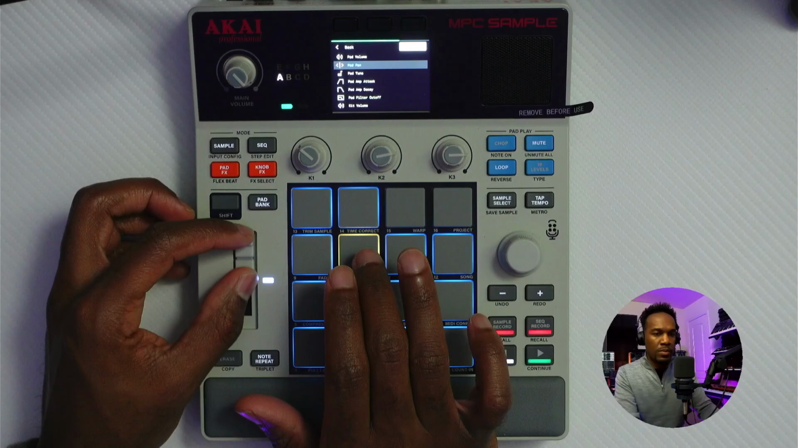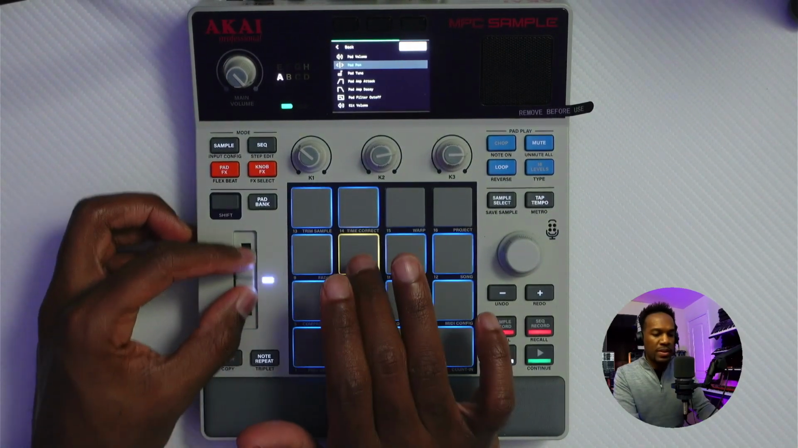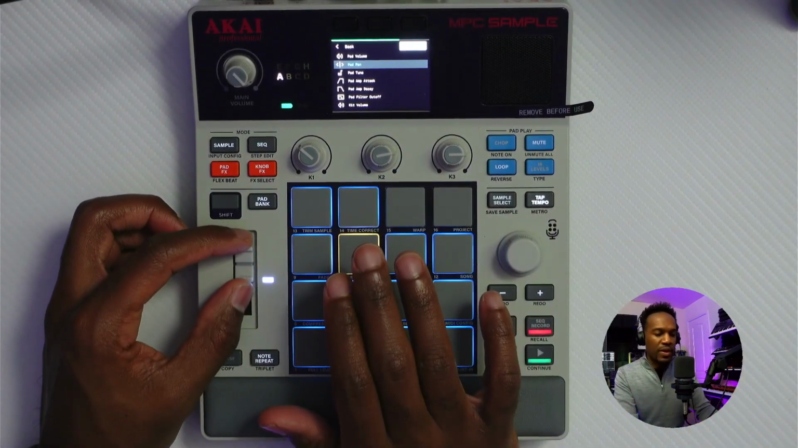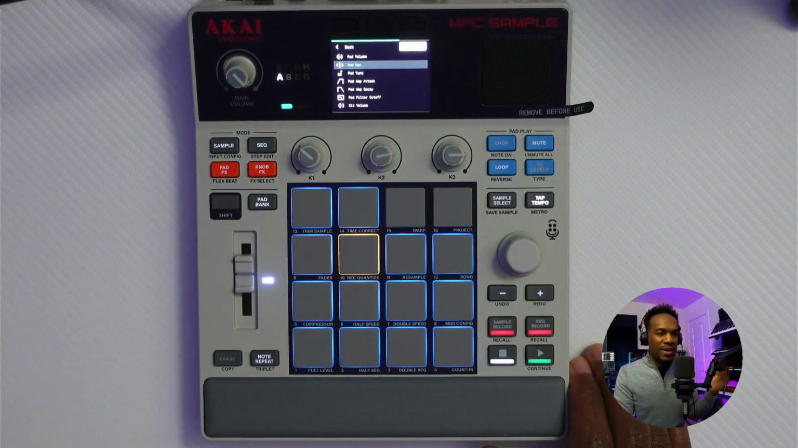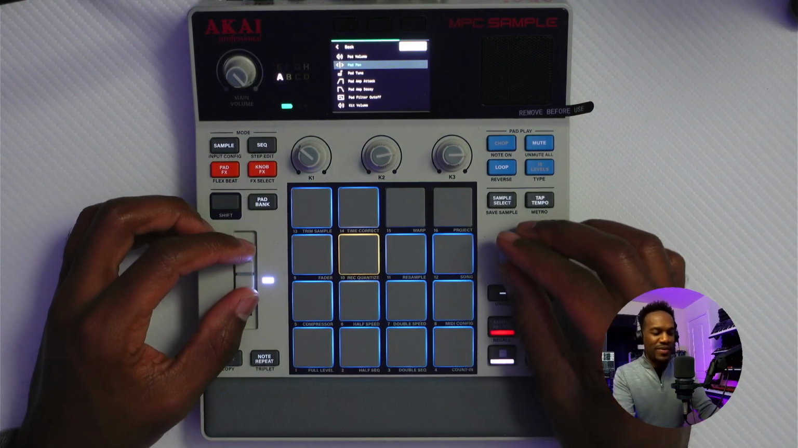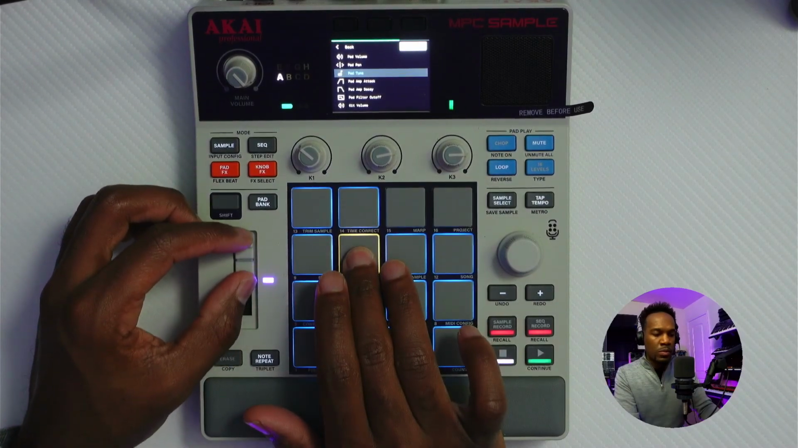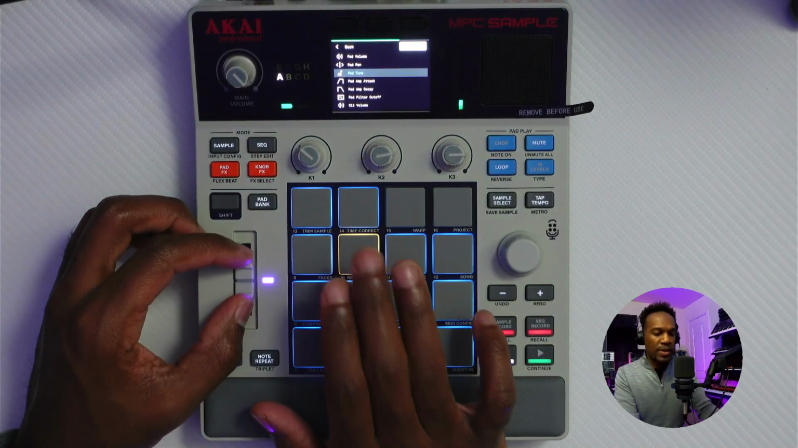pan. So basically you can sweep back and forth between left and right speakers, or should I say you are increasing and decreasing the volumes of the left and right speakers respectively. I spoke on that in one of my previous videos. Pad tune, you can change the tuning of your pad.